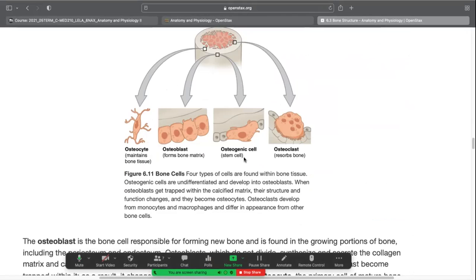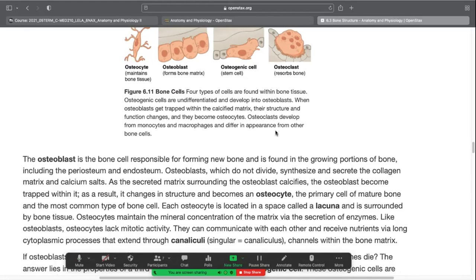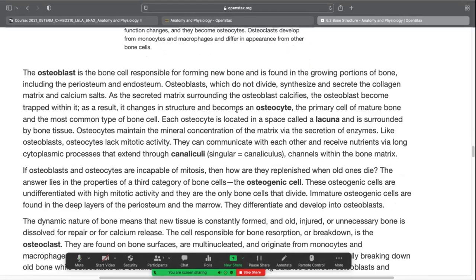Osteocyte, osteoblast, stem cell, right? Which is also the precursor to the osteoblast, right? And osteoclasts break down bone, and that's also known as resorption, because sometimes I need to break down some bone to go get at what's inside of it. And the main breakdown product that we like is calcium.